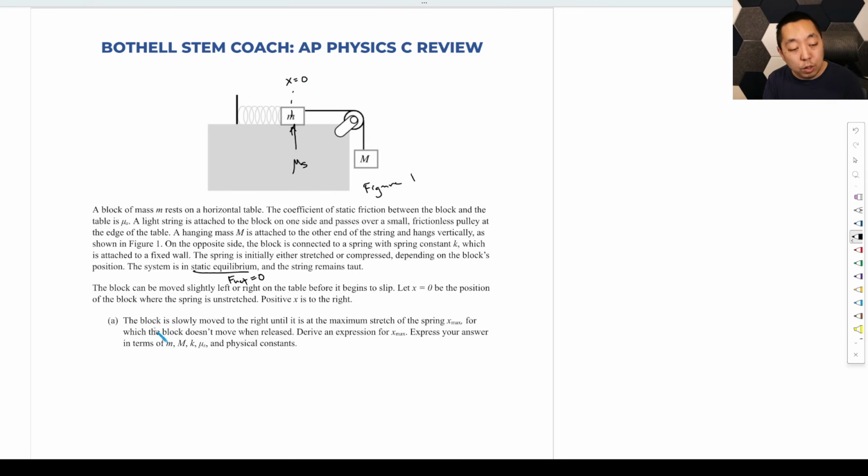The block is slowly moved to the right until it's a maximum stretch of the spring, for which the block doesn't move when it's released. So we're going to move this thing over to some position, x max, right? So the block's now going to be over here. And then when we release it, it's not going to move. Okay? Derive an expression for x max.